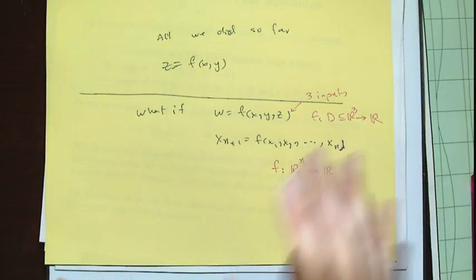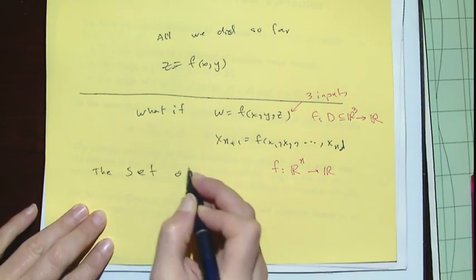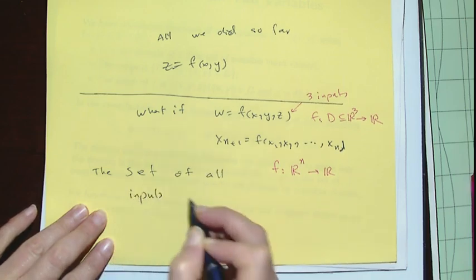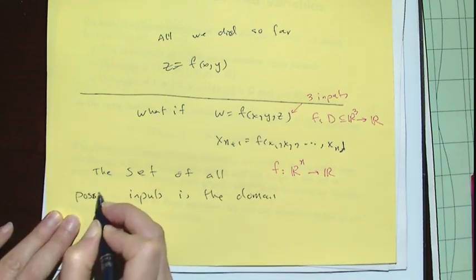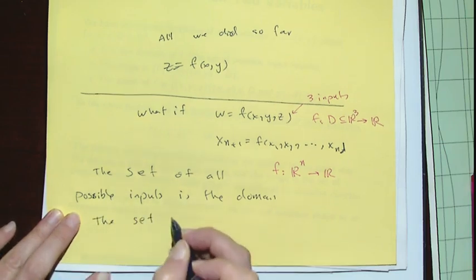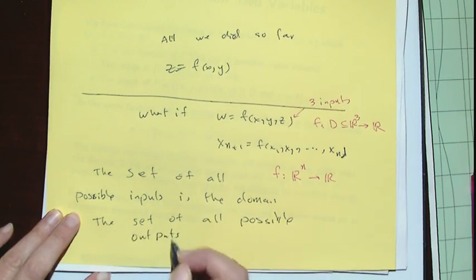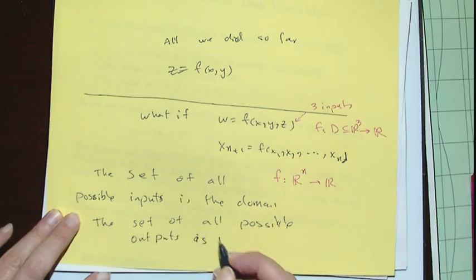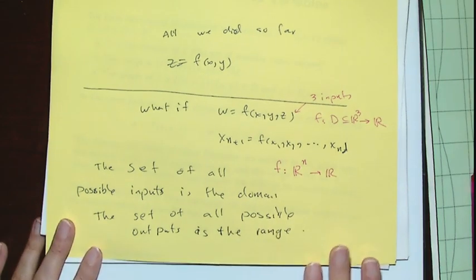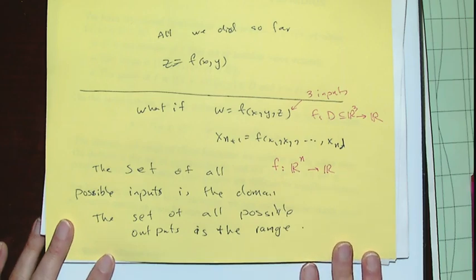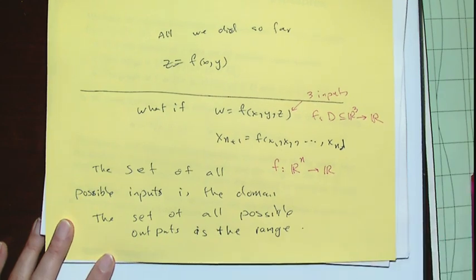In these cases, again, the set of all inputs is the domain, all possible. The set of all possible outputs is the range, right? The only little problem that appears, unless you're very clever, there are clever ways of graphing this.